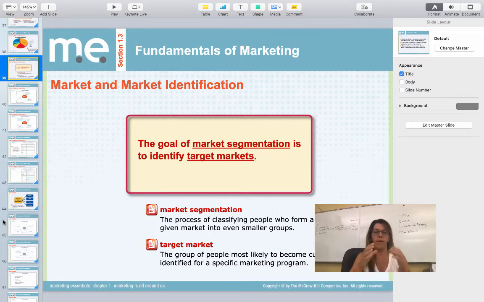So with that being said, yesterday I gave you a brief explanation about market segmentation and target marketing. Market segmentation really is the process of classifying people who form a given market into smaller groups. Like I said yesterday, a market is a circle, okay? So this is a market.